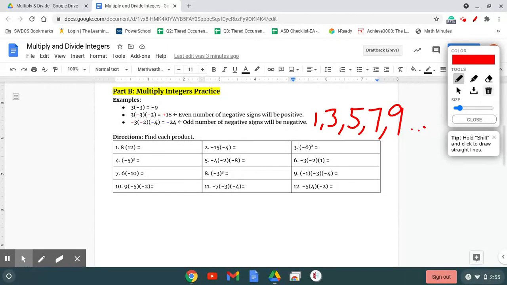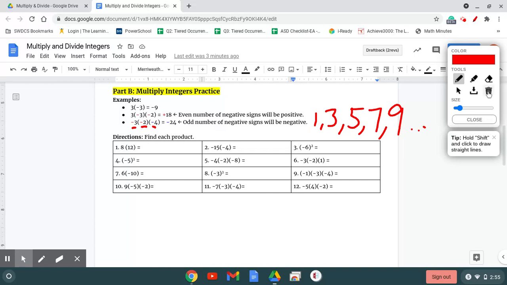So we look at our example, -3 times -2 times -4, your answer is negative. The one above that, we had 3 times -3 times -2, and our answer is positive, so we have 2 negative signs. The one below it, we have 3 negative signs. Negative, negative, negative. So our answer is negative.